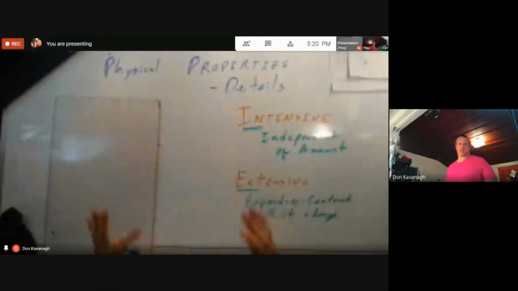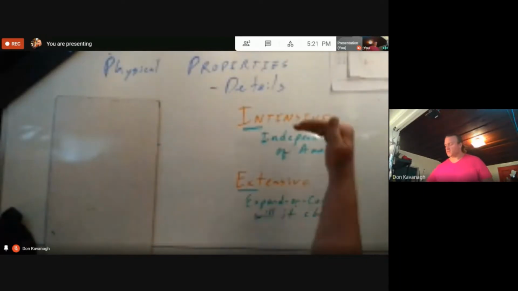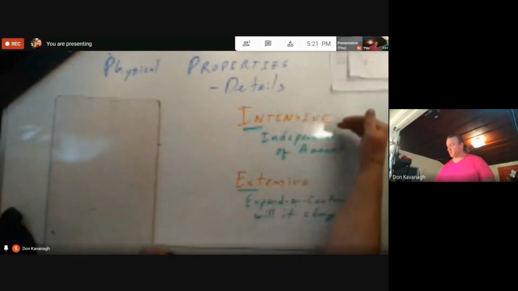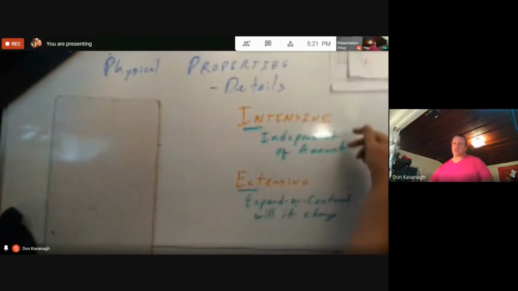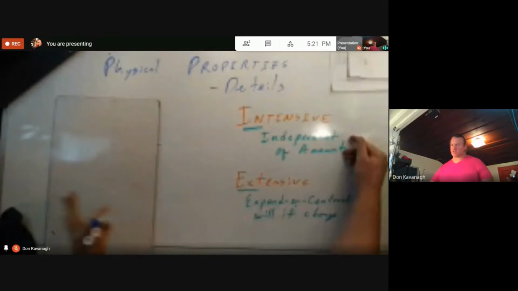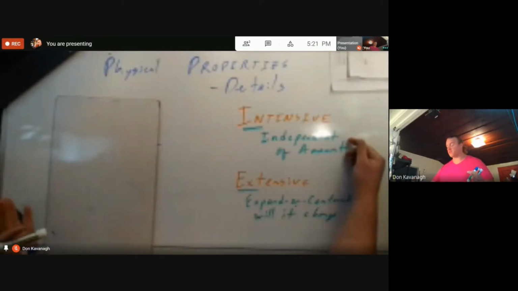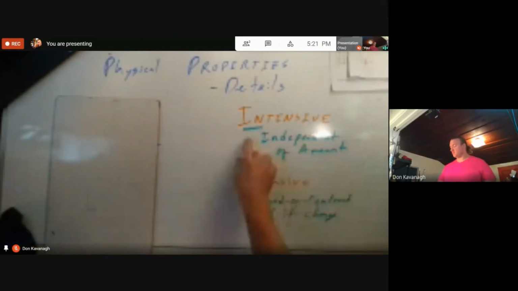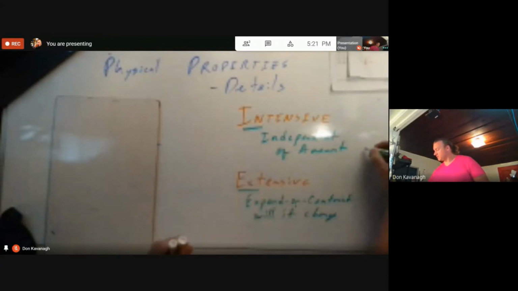Intensive and extensive properties. They're a subset of physical properties. So a physical property can be intensive or extensive. And I have some statements here in green that are generalizations. I wouldn't say strict definitions. Really, they're to help me remember the difference. An intensive property is independent of the amount or mass that you have.